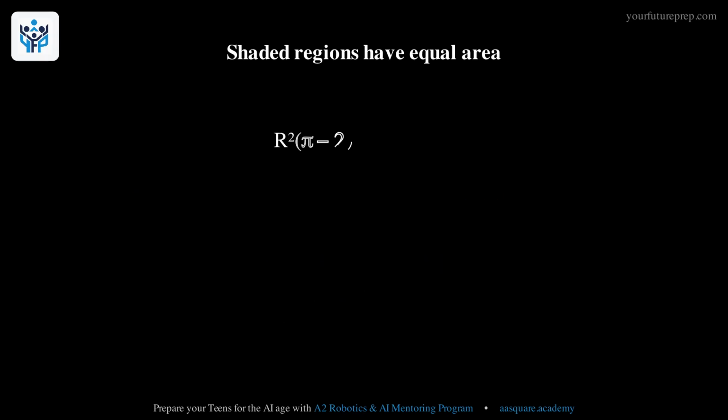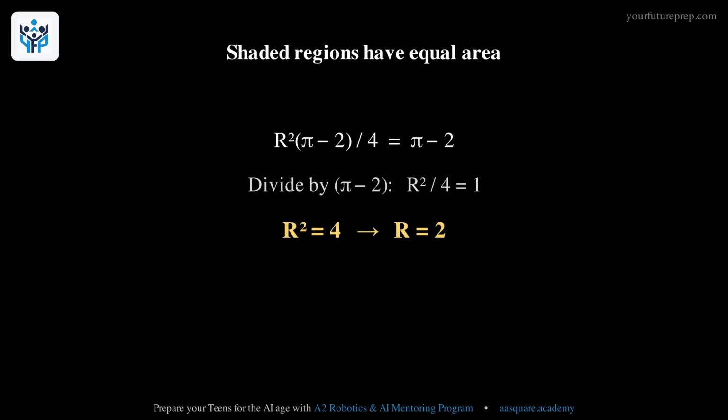The shaded areas are equal, so r squared times (pi minus 2) over 4 equals pi minus 2. Divide both sides by pi minus 2, and r squared over 4 equals 1, so r squared is 4, and r is 2. r equals 2.